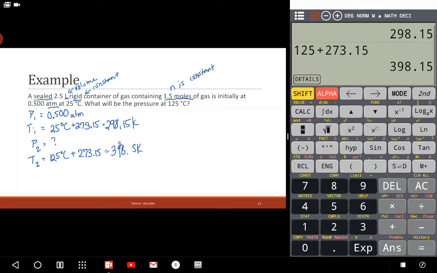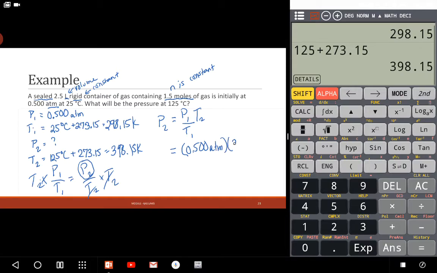Now we can set up our equation. We know the relationship is P1 over T1 is equal to P2 over T2. I'm trying to solve for P2, so to isolate P2, I'm going to multiply by T2 on both sides. So we're going to have P2 is equal to P1 over T1 times T2. So that's going to be equal to 0.500 atmospheres. T2 is 398.